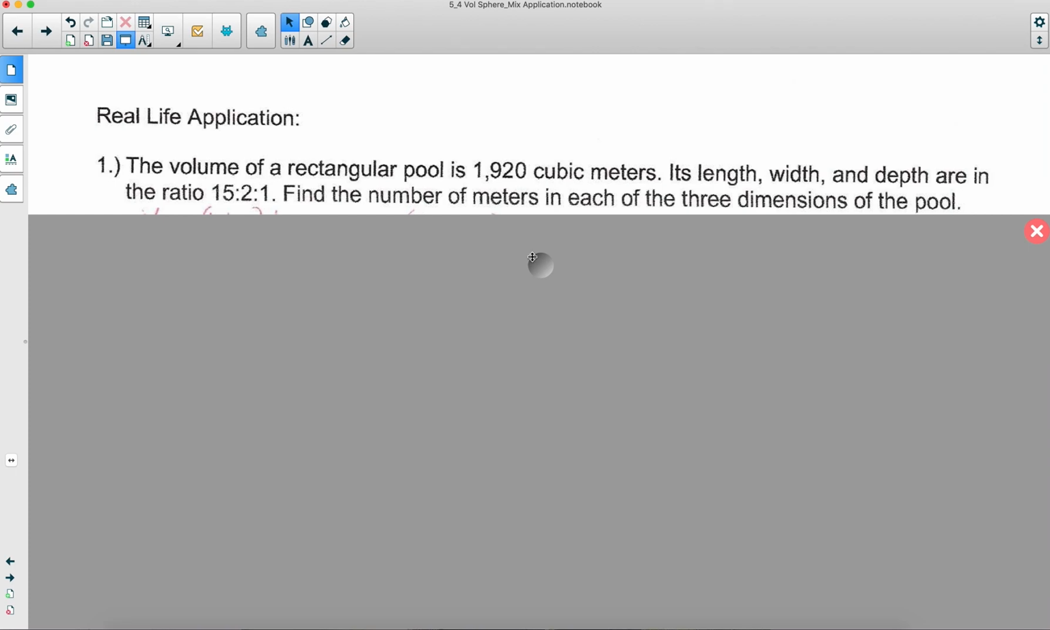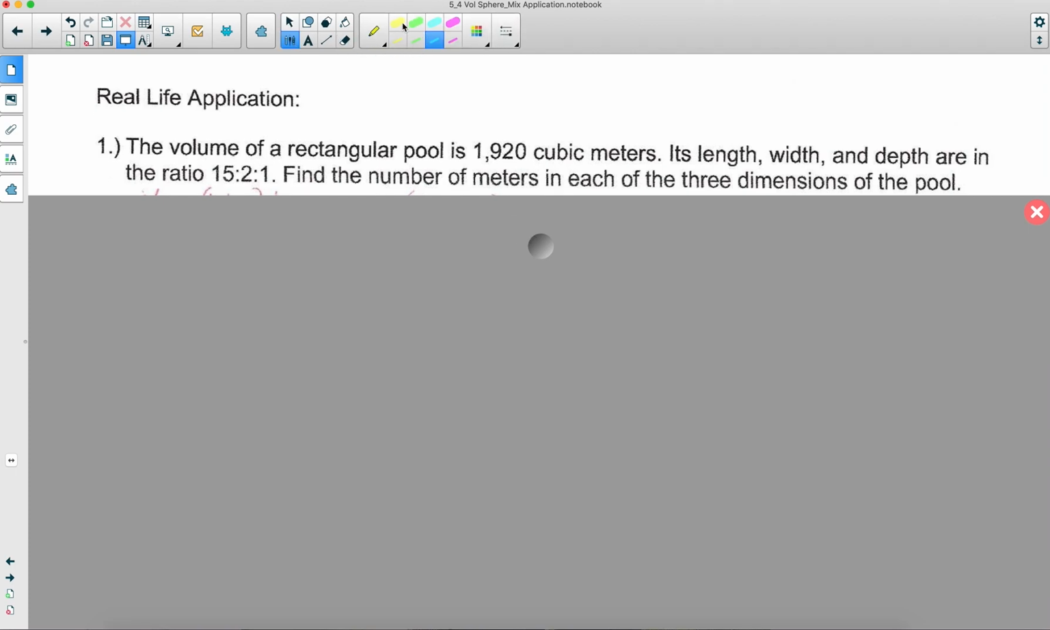So first, we know it's a volume question, and it's the volume of a rectangular prism because it's a rectangular pool. They're telling you the volume is 1,920 cubic meters. And then they're giving you a ratio.